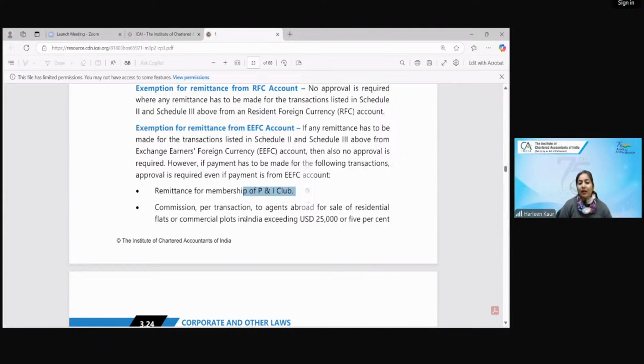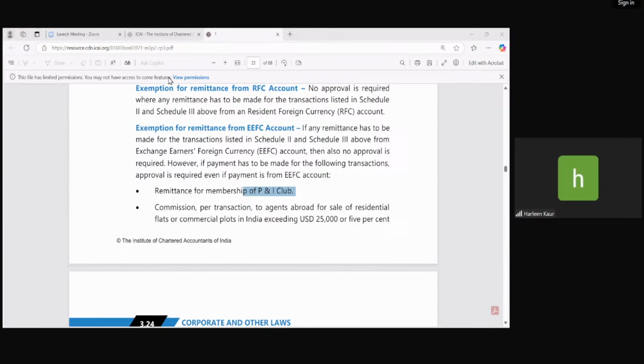So, whose approval is required for P&I Club? You have already done in Schedule 2. Refer to Schedule 2 and tell me whose approval is required. Even if you're making the payment from EEFC account, whose approval is required?